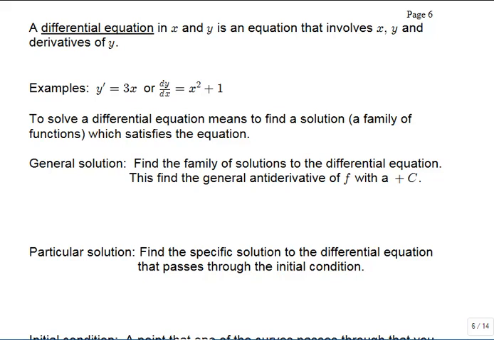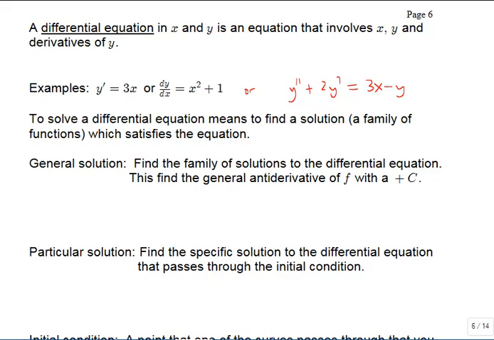Okay, now what we're going to talk about is something called a differential equation. A differential equation in x and y is just an equation that involves x, y, and derivatives of y. So here's a couple of examples. y prime equals 3x, or dy dx equals x squared plus 1. If you wanted a more complicated one, you might see something like y double prime plus 2y prime equals 3x minus y. And these are all differential equations because they use x's, they use y's, and they use derivatives of y's.